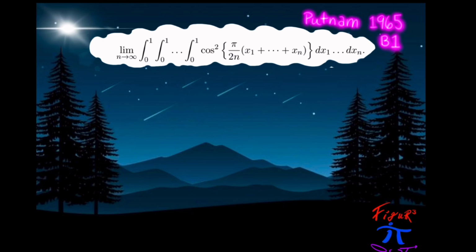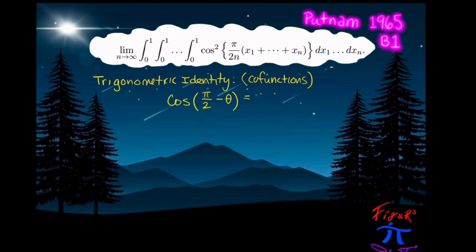So the integral that we have to calculate is the limit as n goes to infinity of the n-dimensional integral of the cosine squared of pi over 2n multiplied by x1 plus all the way up to xn. We're going to make a trigonometric identity substitution here using cofunctions. The cosine of pi over 2 minus an angle theta is equal to the sine of the angle theta. To exploit this, first we observe the following substitution.